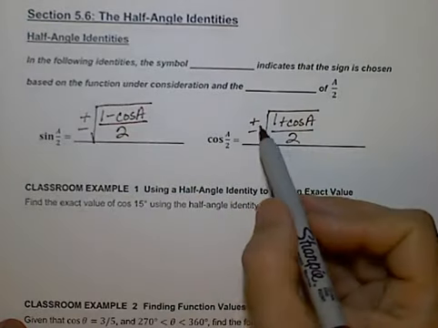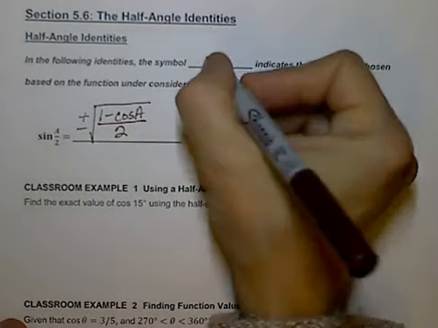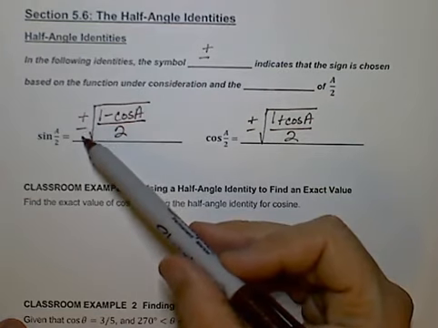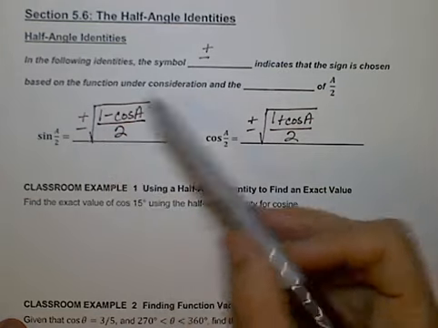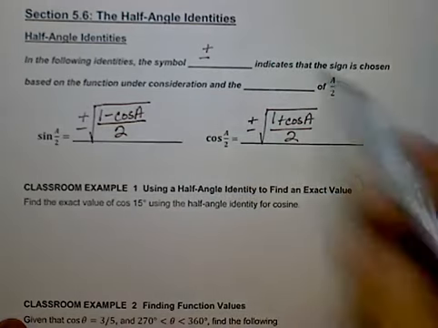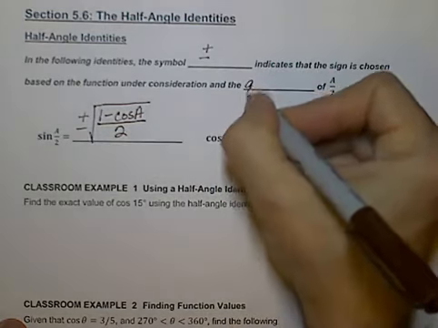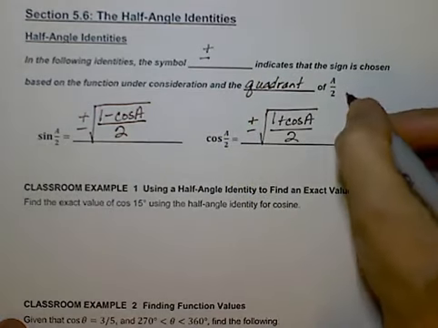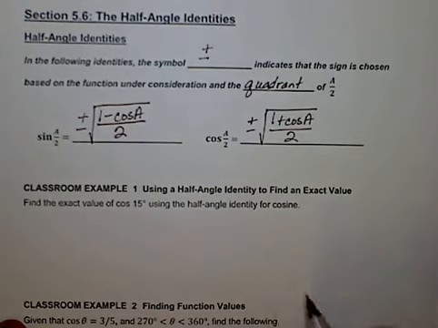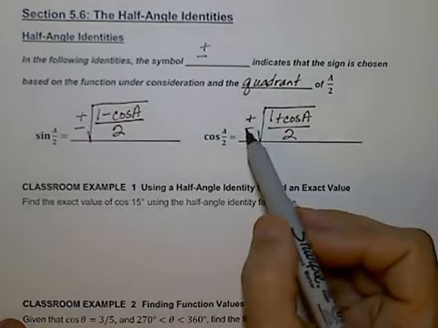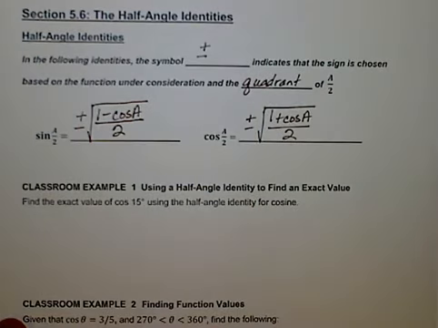But they both have the plus or minus in them. And what that means is that it's possible that this could be either a plus or a minus. It just depends on the function and it depends on the quadrant that the angle a over 2 is in. So that's something that you have to determine for each different problem, whether it's going to be a plus or a minus on the outside of that radical.